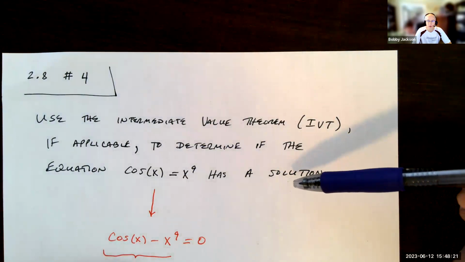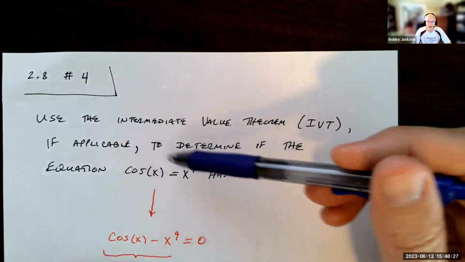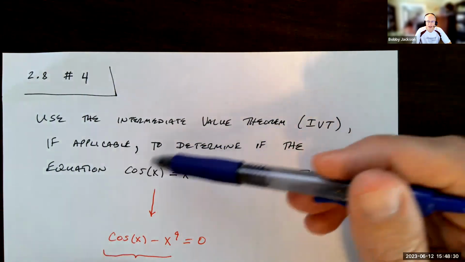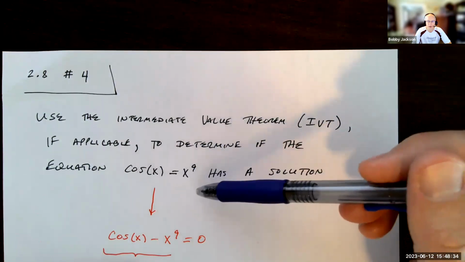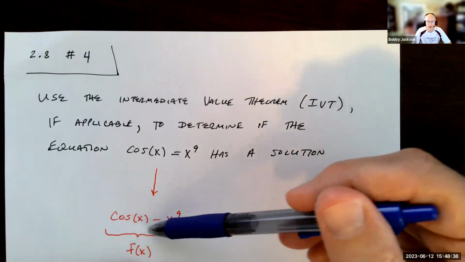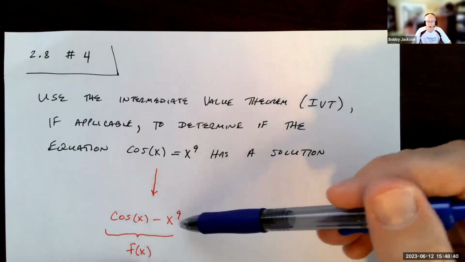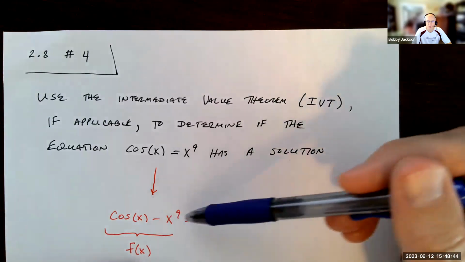Okay, so again, the intermediate value theorem, a way that we can apply this to that is to take this equation and set it equal to 0. In other words, subtract x to the ninth power from both sides of the equation. And so I'm going to call this function f of x, cosine of x minus x to the ninth. I'm going to define that function to be defined that way.